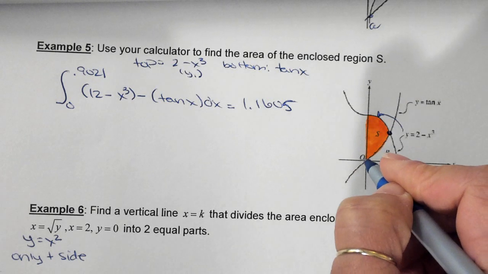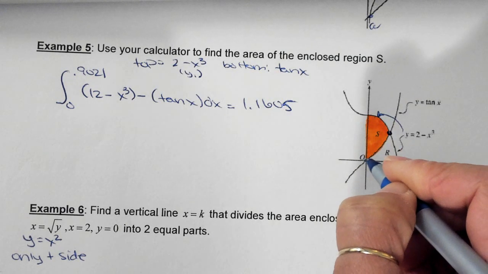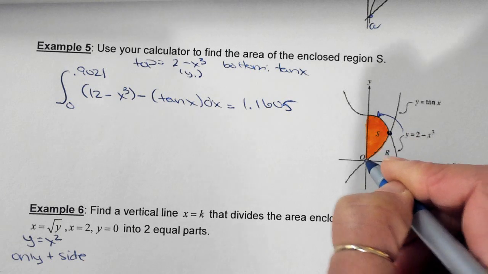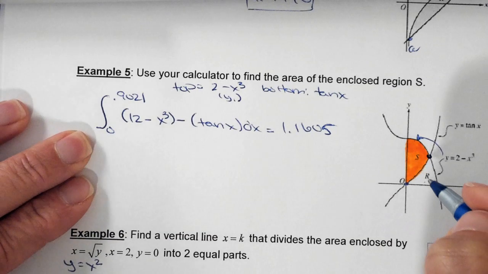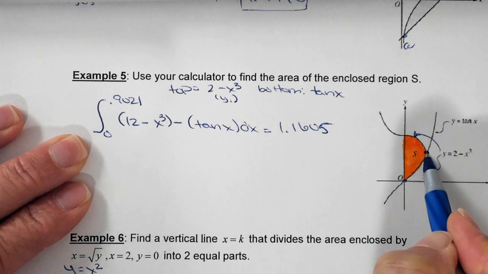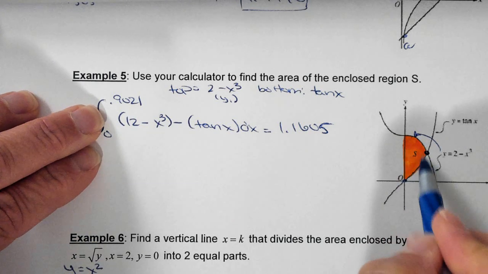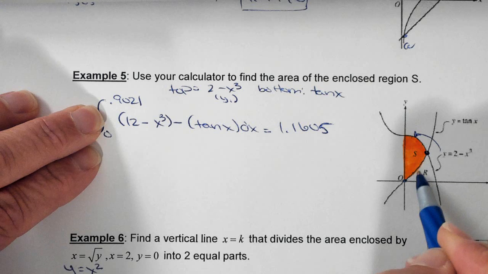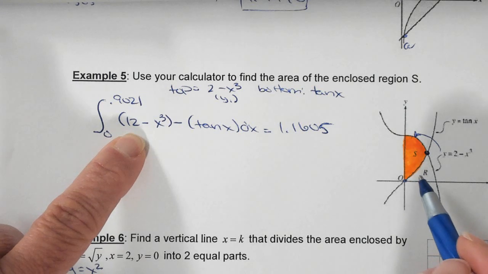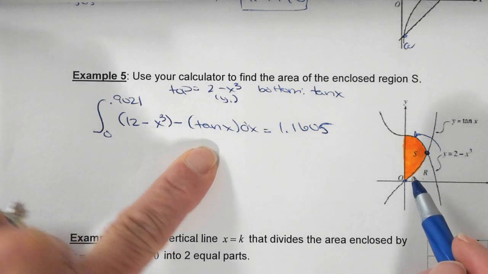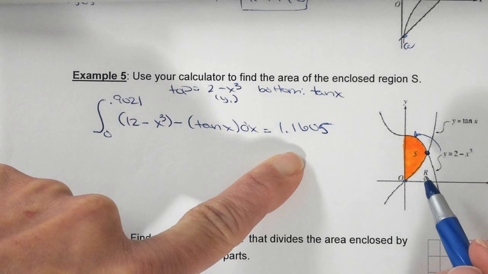So your region here, if you have top minus bottom, you're going to go from left to right. This is your left bound of 0. Your right bound, you had to find that point of intersection, was 0.9021. You had to indicate what your top function was and what your bottom function was. So here we had the cubic, here we had the trig, and there's your area.